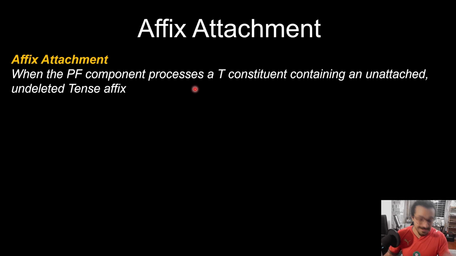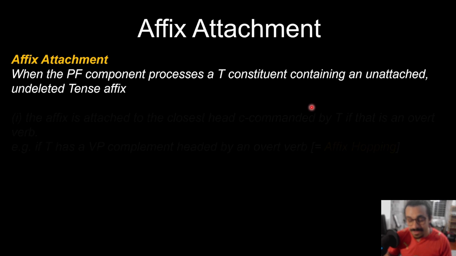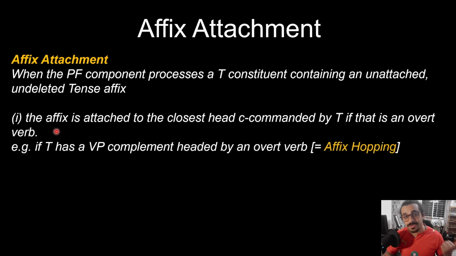And the algorithm is if-else. So if this condition applies, deal with it in such a way. Else, if condition number 1 doesn't apply, then deal with it with the second alternative. So the first one, the first if, is the affix is attached to the closest head, C-commanded by T, if that is an overt verb. And this is what is known as affix hopping.